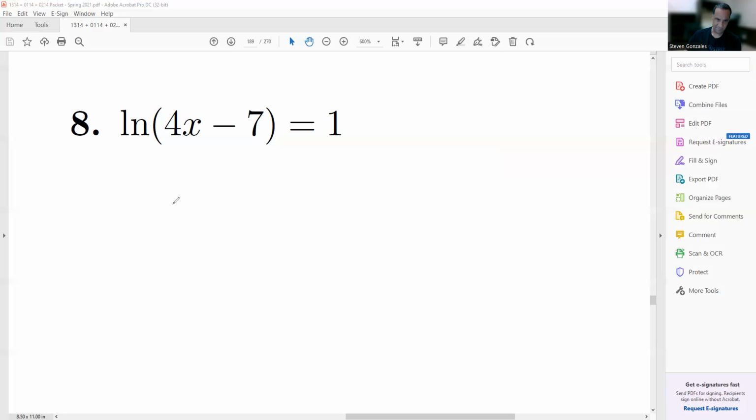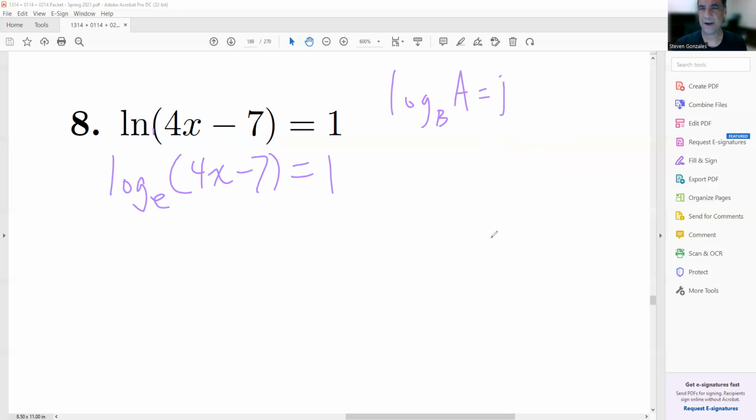So let me make sure you realize that on a problem like this, you could rewrite it as log base e of 4x minus 7 equals 1. What you have to realize is this expression can be rewritten as an exponential. Any log expression where you have a base, a power, and an argument needs to be translated to an exponential before you move forward.